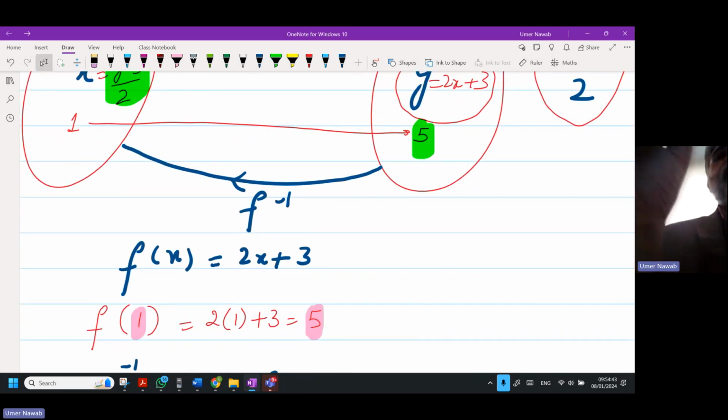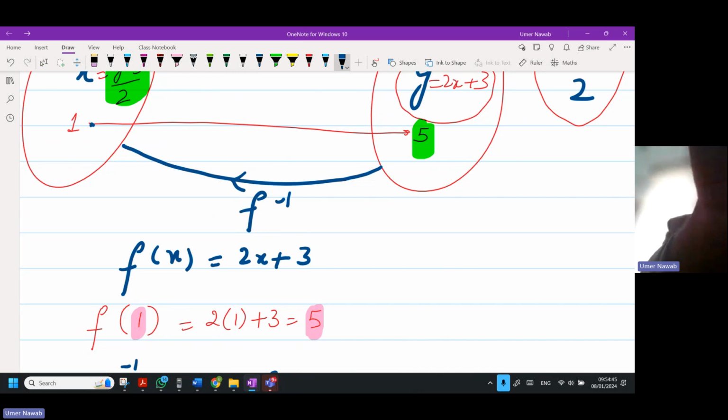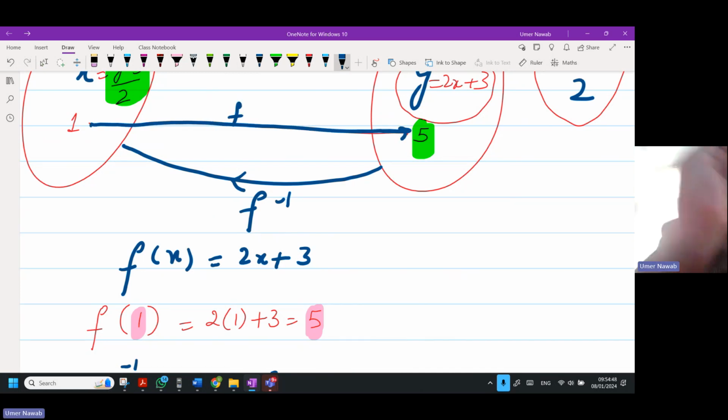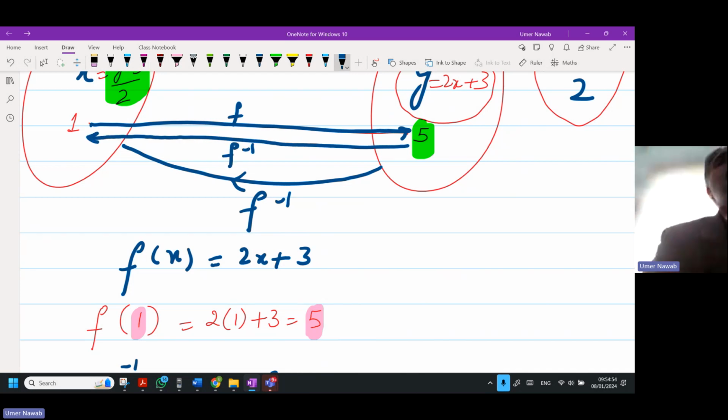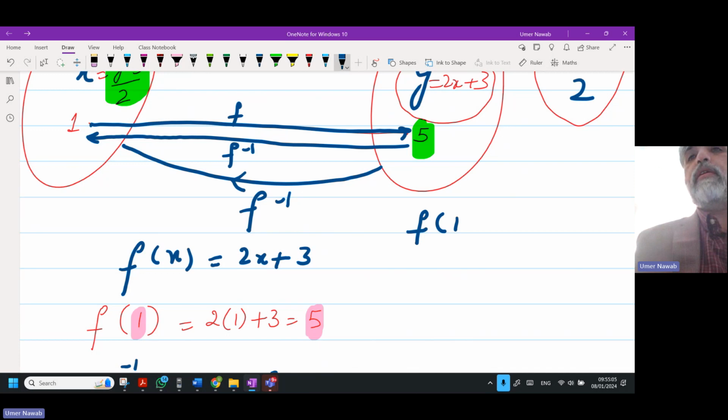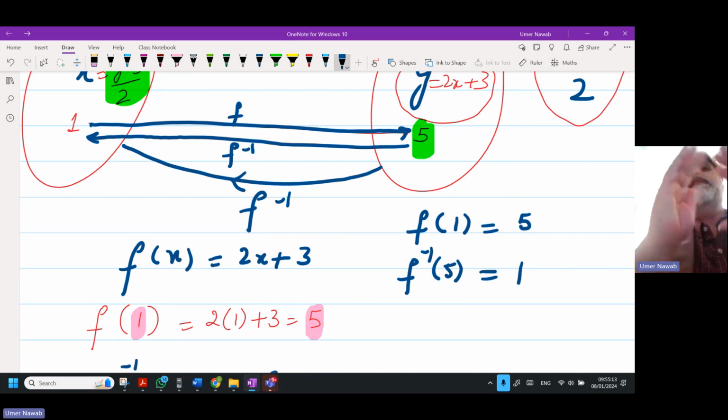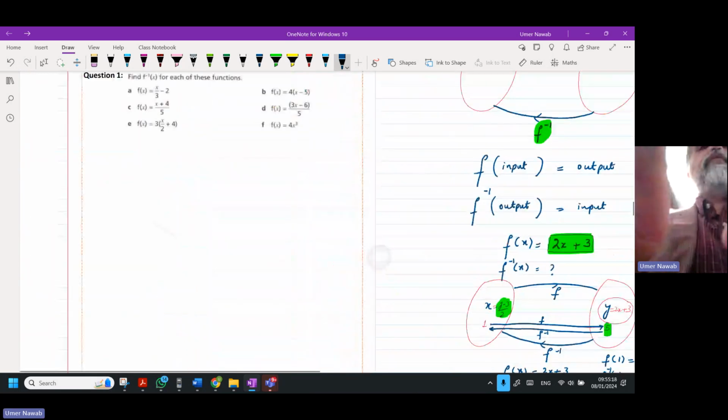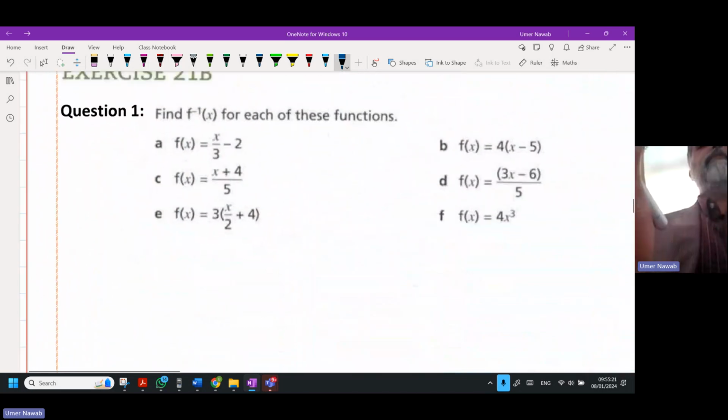So imagine, guys, when I moved from 1 to 5, I used f. When I moved from 5 to 1, I used f inverse. So the inverse function and the function are actually relating input with the output and output with the input. So f of 1 was 5, and f inverse of 5 was 1. This is the rule for inverse functions. Let me solve the questions in front of you, then you will understand it very well.